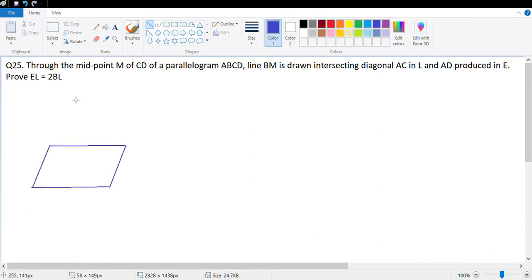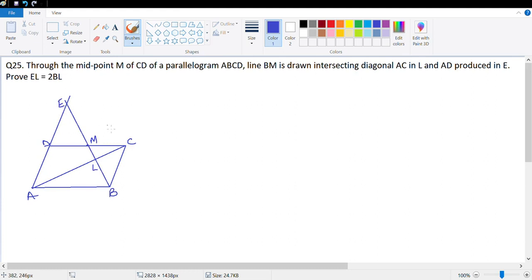Okay, through the midpoint M of CD, BM is drawn intersecting AC at L. So this is AC. It will intersect at L and AD produced at E. Okay, something like this. Perfect. I think I've got my diagram. This is A, B, C, D. This is M, the midpoint. This is L, and this is point E.